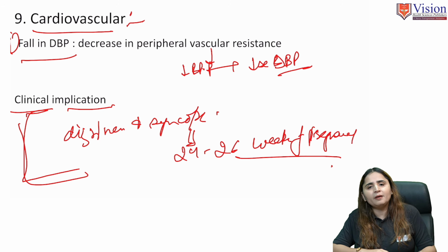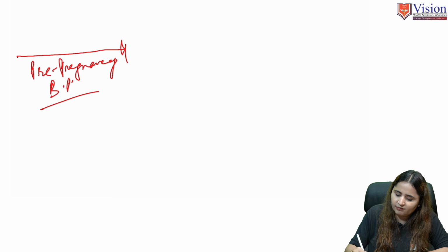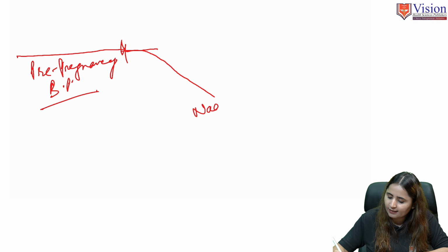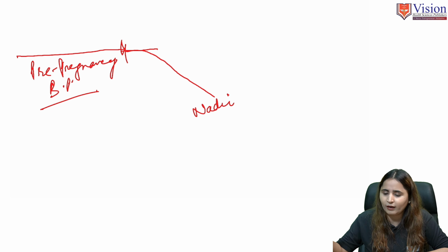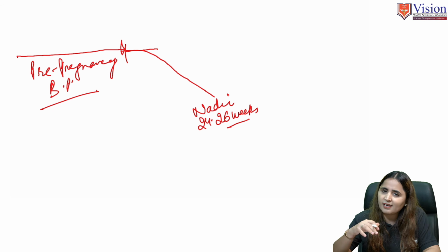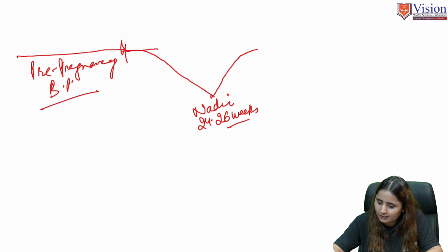So why is it happening in the 24 to 26 weeks of pregnancy? There is one reason behind it. See, this is the pre-pregnancy blood pressure level. It was this much before, now she has conceived, and now there is a little decrease, and the nadir is at... you know what nadir is? It is the maximum point at which anything will happen. So the nadir is at 24 to 26 weeks, around which she has a maximum fall in her blood pressure. Then her blood pressure is going to increase.